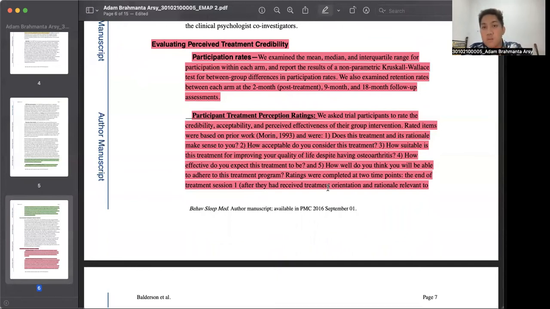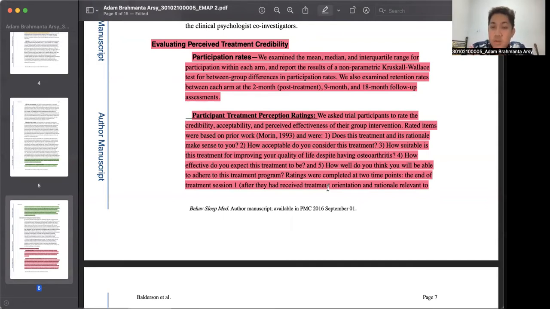Participation rates. We examined the mean, median, and interquartile range of participation within each arm and report the results of a non-parametric Kruskal-Wallis test for between-group differences in participation rates. We also examined retention rates between each arm at the 2-month post-treatment, 9-month, and 18-month follow-up assessments. Participant treatment perception ratings. We asked trial participants to rate the credibility, acceptability, and perceived effectiveness of their group interventions. Rated items were based on prior work.